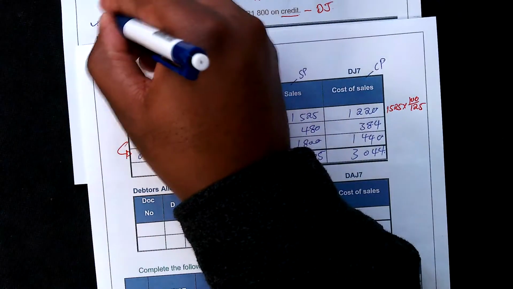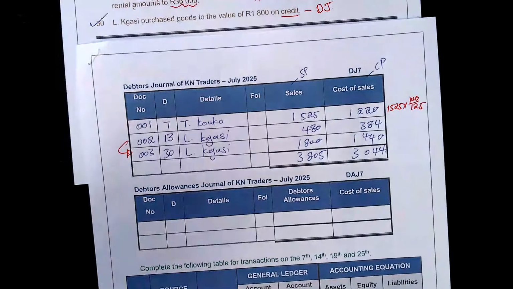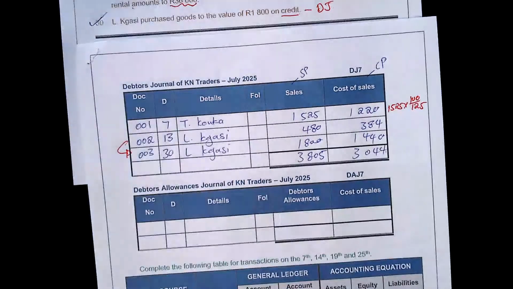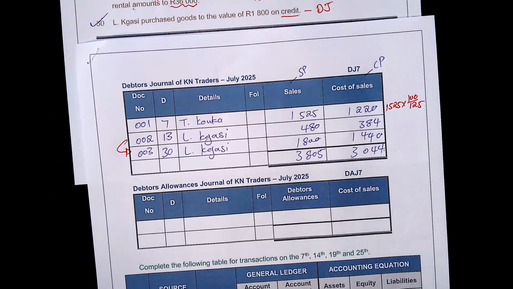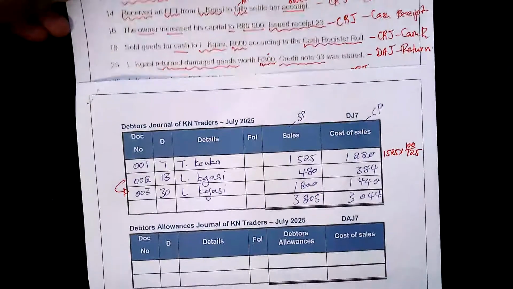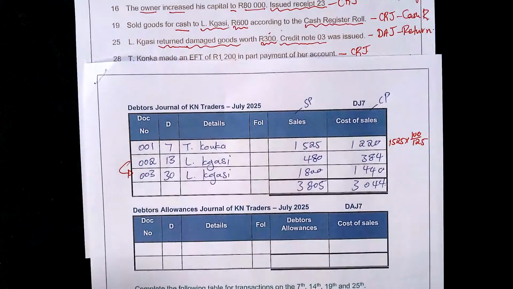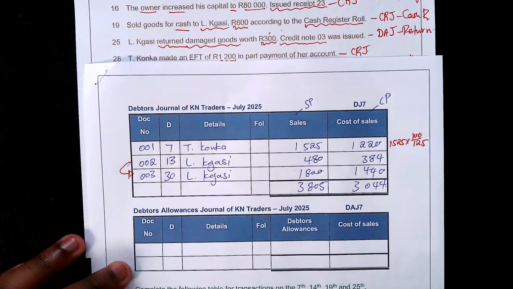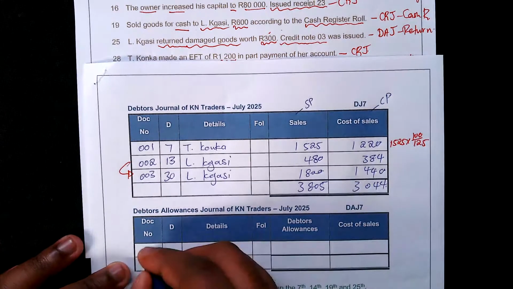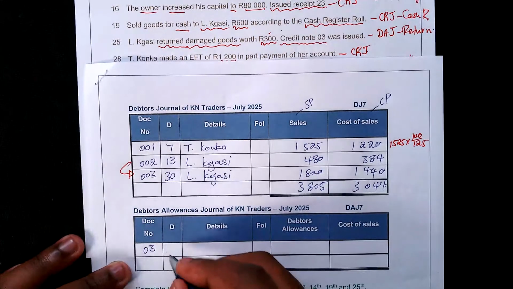So I'm going to tick the only 3 transactions that go into the debtors' journal, and let us continue with the debtors' allowances journal. Did this business have any returns during the month? Yes, they did. They had returns on day 25. So let us go to day 25. There is day 25. El Khasi returned damaged goods worth 300. Credit note number 3 was issued. So the document number is number 3.